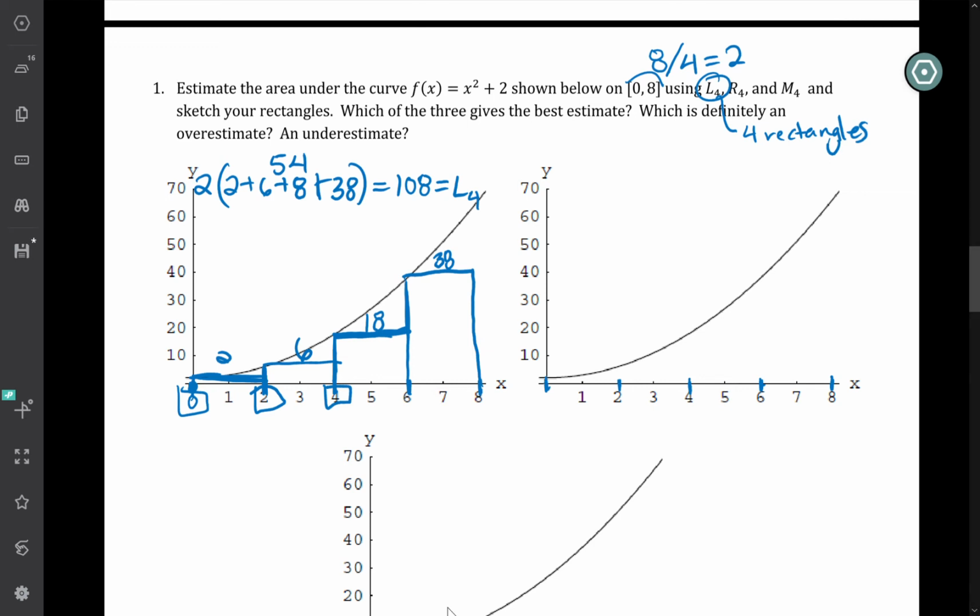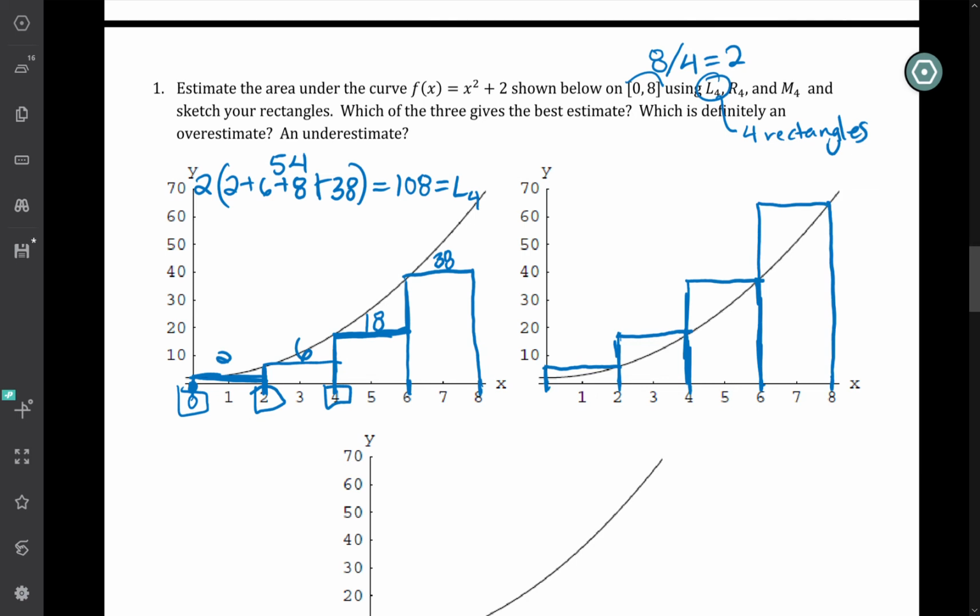So let's check out R sub 4. So the difference here, same bases, but the height is going to be determined by the right-hand side of your base. So if you go to the far right-hand side and head up, when you hit the curve, that will determine your height.